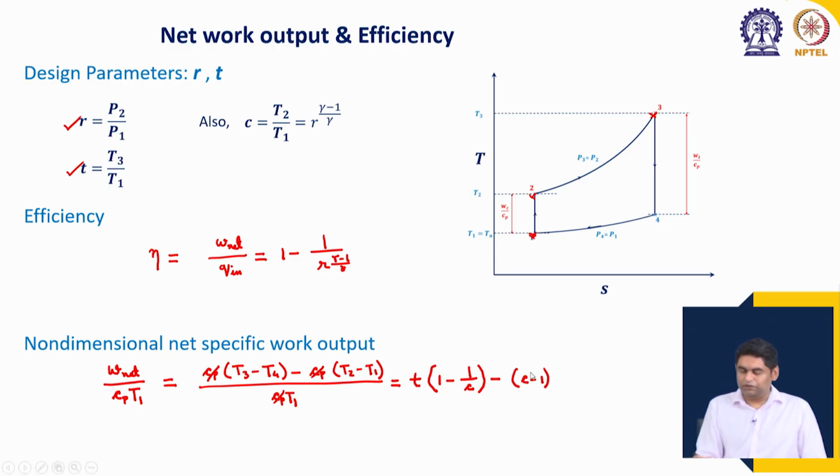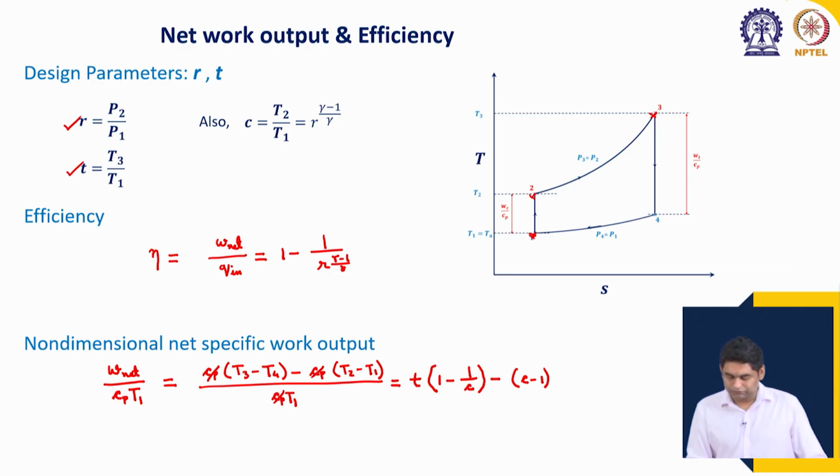Now we can plot the variation with respect to T and C, or T and R, as C is directly representative of R. So, we can plot this and find the variation of the net specific work output.